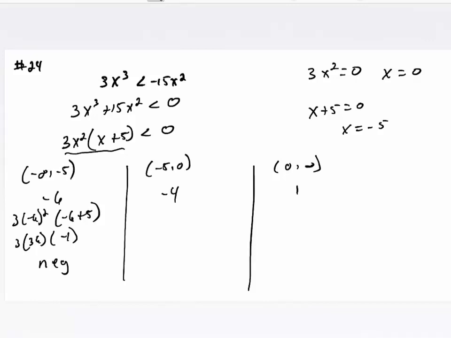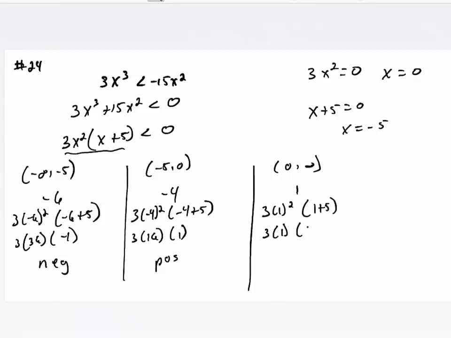Let's go ahead and try negative 4. So we're going to have 3 times negative 4 squared times negative 4 plus 5. This is going to be 3 times a positive 16, right? And this one here, you can see that it's going to be positive. So this is not a solution to this inequality. Then let's try the last one. The test point is 1. So we're going to have 3 times 1 squared times 1 plus 5, so this is just 3 times 1 times 6. This, again, is also positive.